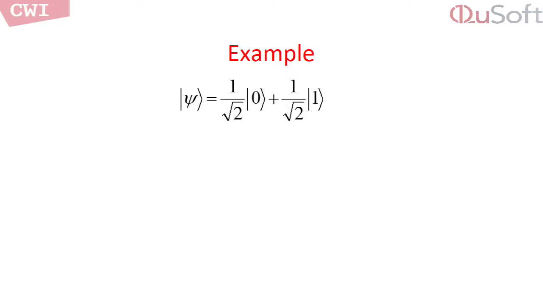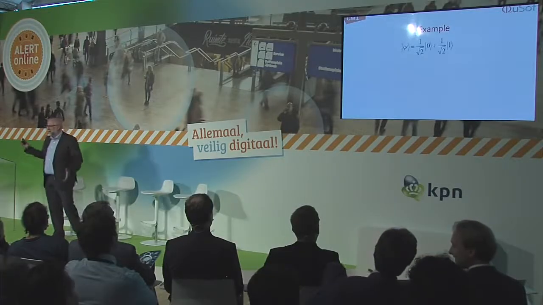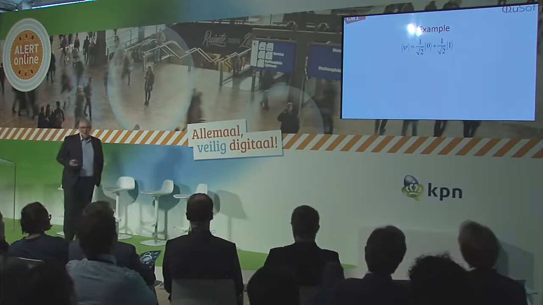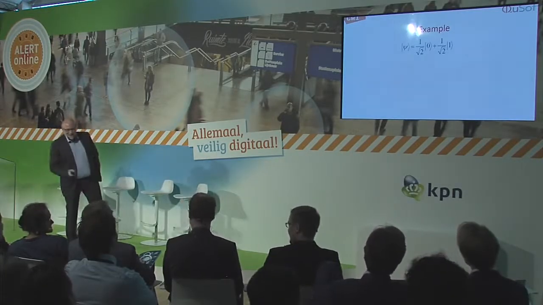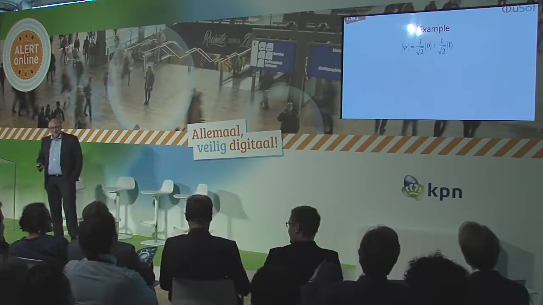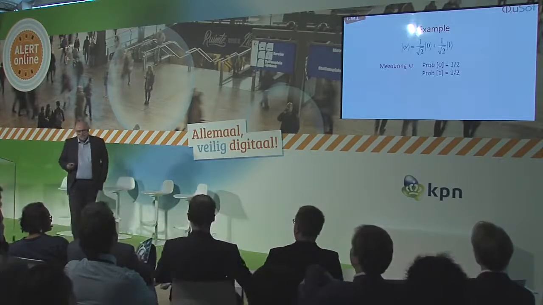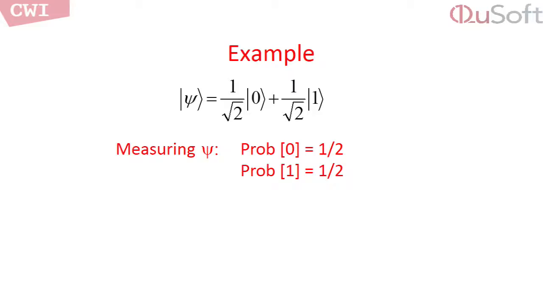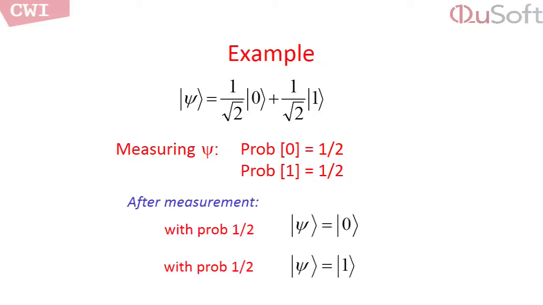So what would happen if you were to measure this? Anyone has a guess? Grégoire, what would happen? 50%. Ah, very good. How do you know? Indeed, with probability half, you get the 0, and with probability half, you get a 1. And after the measurement, actually, this thing is broken. It is a 0 or a 1.